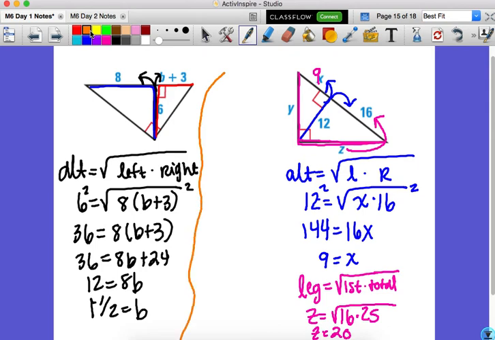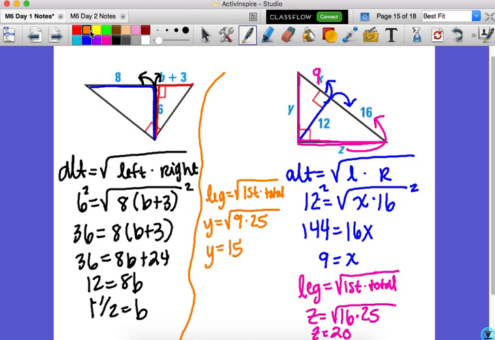My y value is another leg of that triangle. So same process, first times total. So y equals the square root of 9 times the total of that side, which is 25. Square root of 9 is 3. Square root of 25 is 5. 3 times 5 is 15.